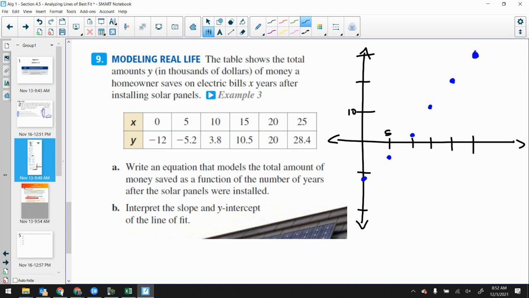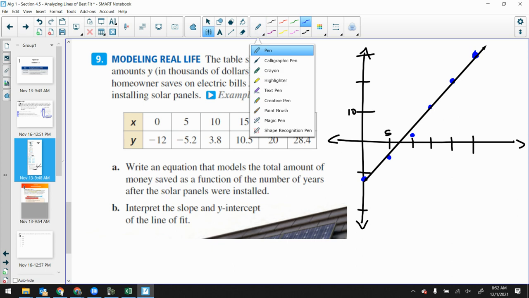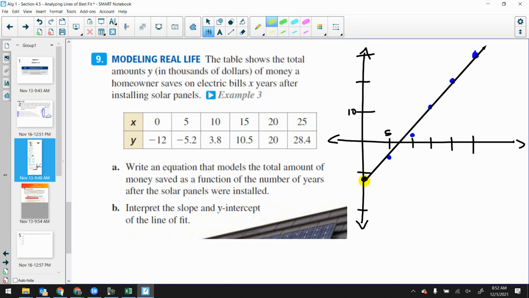Okay, do we see a linear relationship? A pretty strong linear relationship too, right? One that looks like it's pretty close to a line. Okay, let's pick this point and this point as my two values that I'm going to choose. That is 0, negative 12 from the table. And this is, okay, what is it? 20, 20.